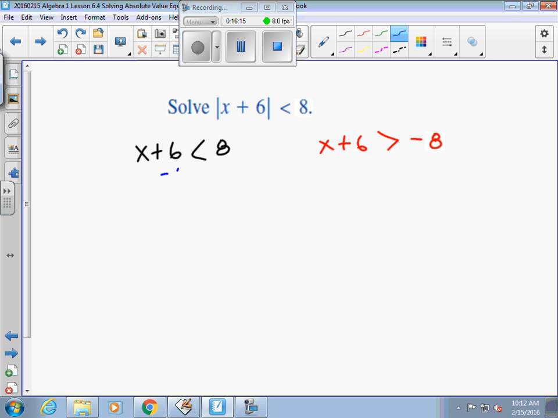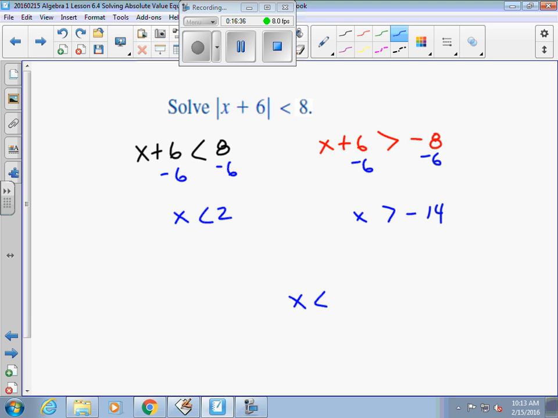Undo plus 6 by subtracting it on both sides. x is less than 2. Undo plus 6 again by subtracting it on both sides. x is greater than negative 14. This is an "and" inequality. You can't simply write the word "and" in the middle. You need to put x in the middle.